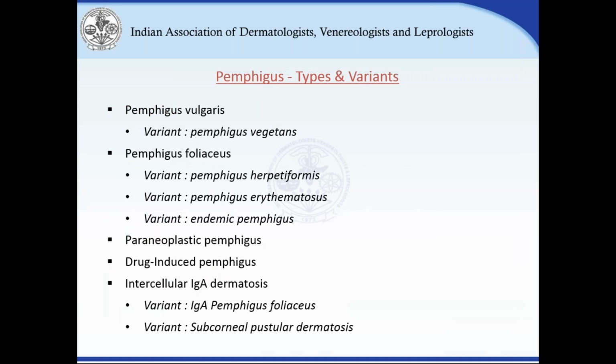So we are still in the intraepidermal disorders, and pemphigus has many variants. First and foremost is pemphigus vulgaris, and it has a variant called pemphigus vegetans. Then is pemphigus foliaceus, and it has variants pemphigus herpetiformis, pemphigus erythematosus, and endemic pemphigus, also known as Fogo selvagem. Then we have paraneoplastic pemphigus, drug-induced pemphigus, and intracellular IgA dermatosis, that is IgA pemphigus, and subcorneal pustular dermatosis, in short, we call it SCPD.